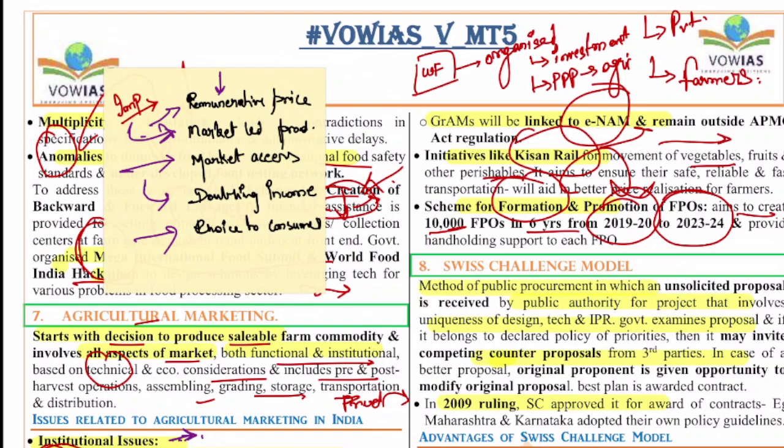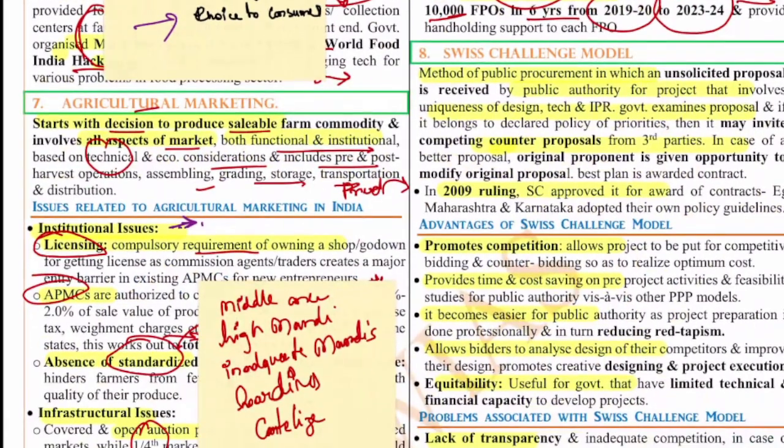Okay, now let's move on to the next question, which is on the Swiss challenge model. The Swiss challenge model is a method of public procurement in which an unsolicited proposal is received by a public authority for a project that involves uniqueness of design, tech and IPR. The government examines the proposal, and if it belongs to a declared policy of priorities, then it may invite competing counter proposals from third parties.